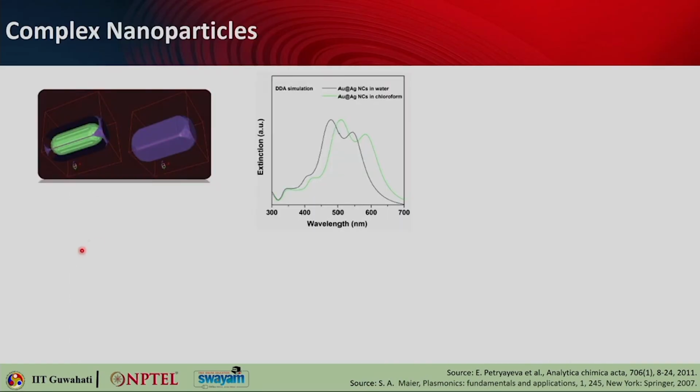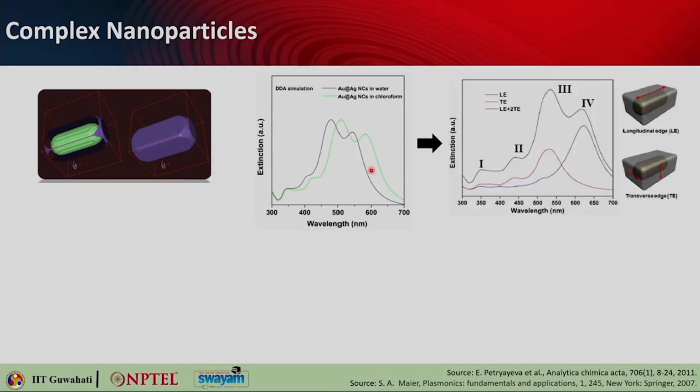Now, there can be other complex sized nanoparticles possible. So, something like a gold nanorod coated with a silver nanocuboid. So this kind of complex rods, complex shapes are also possible. You can write discrete dipole approximation codes to simulate the extinction property of this one. So here is the property in water and chloroform. So there is a distinct shift in the resonance property when there is a change in the refractive index.